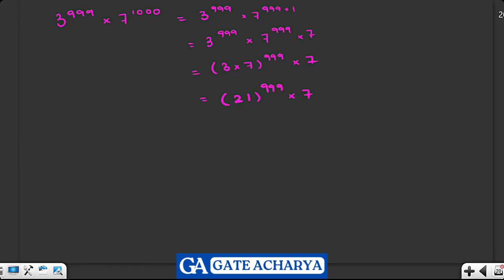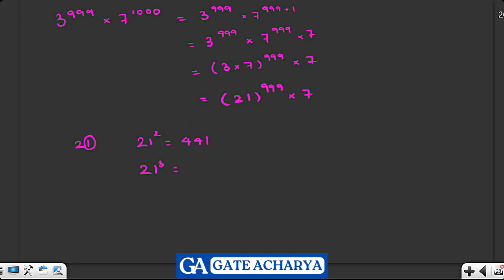Now you might be asking, sir, we have converted to a different value. It's very easy to manage. I'll show you how to manage this. See, 21, the unit place is 1. If I take square of 21, I will get 441. If I take cube of 21, you can find it in your calculator. What is cube of 21?